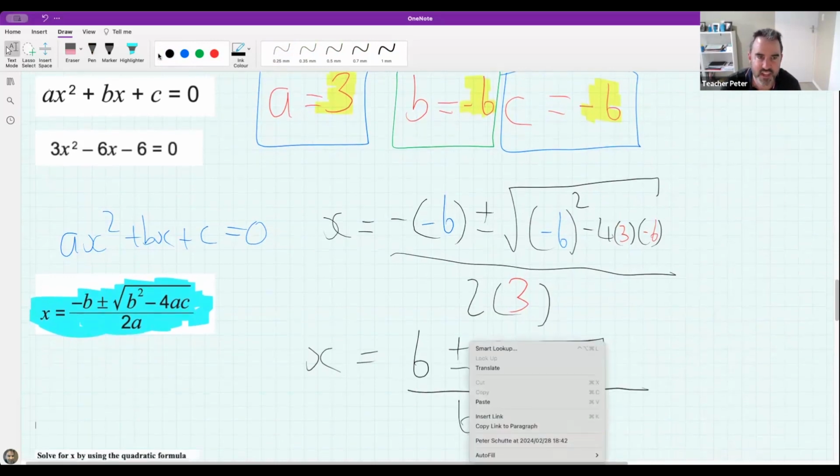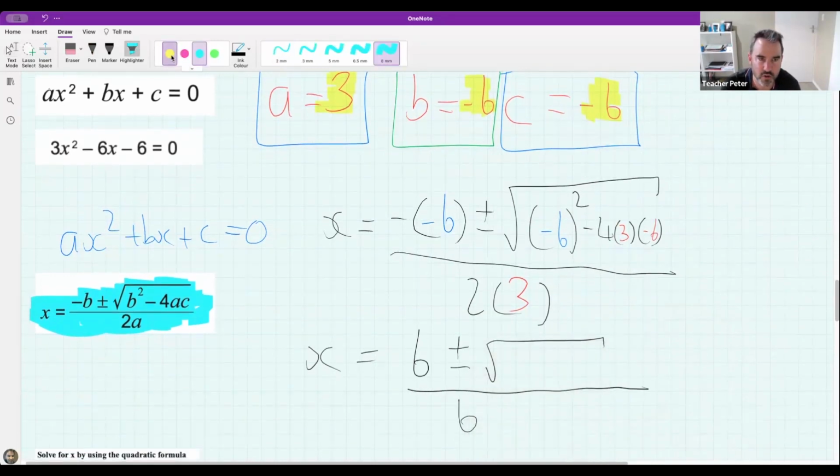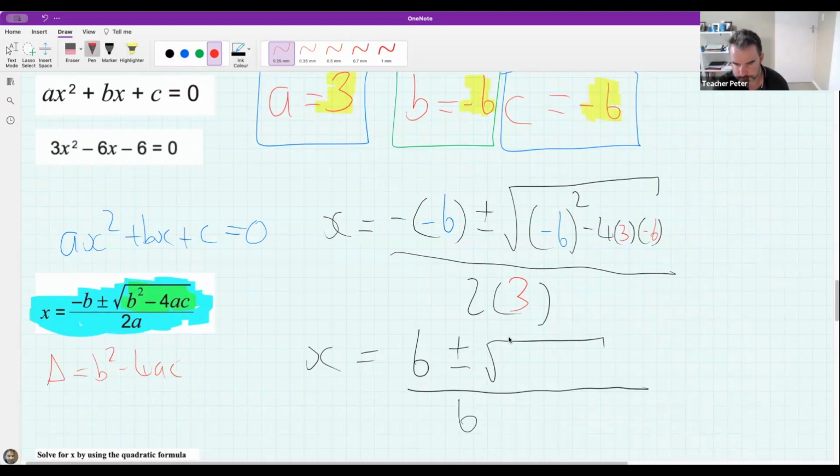Now, this thing inside of the quadratic formula, b squared minus 4ac, has its own special name. It's called delta, and it comes up in the topic nature of roots, because once you know what delta is, you actually know the nature of the roots of the equation. You don't even have to go any further. But if you want to find the roots, you have to finish off the quadratic formula like we're doing.